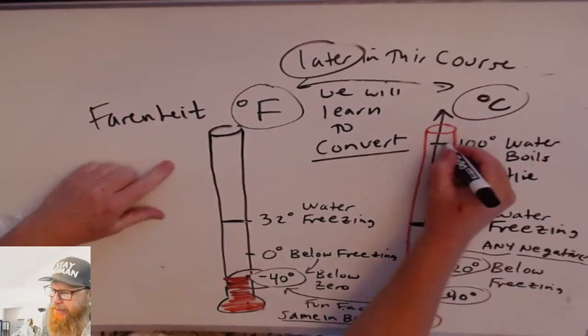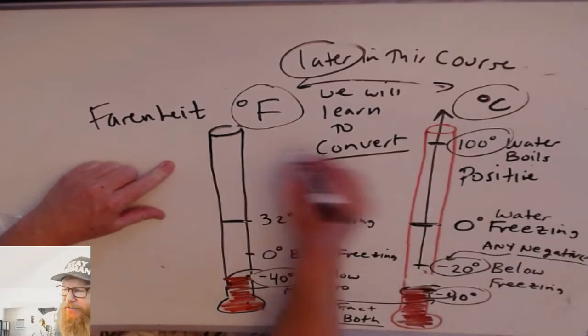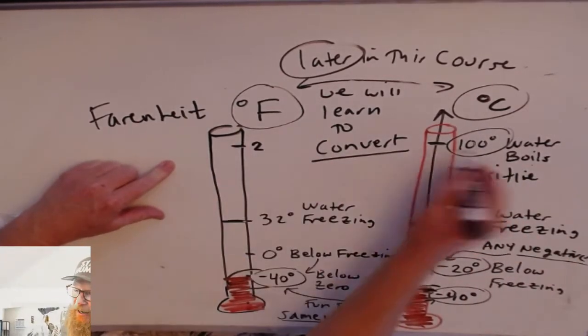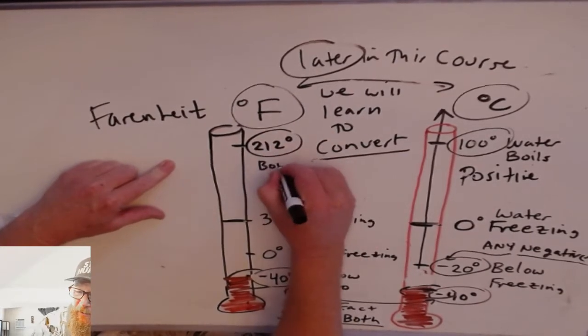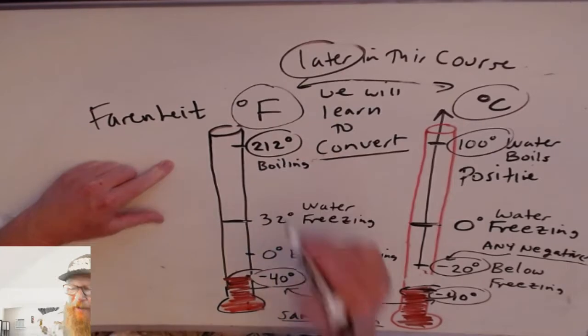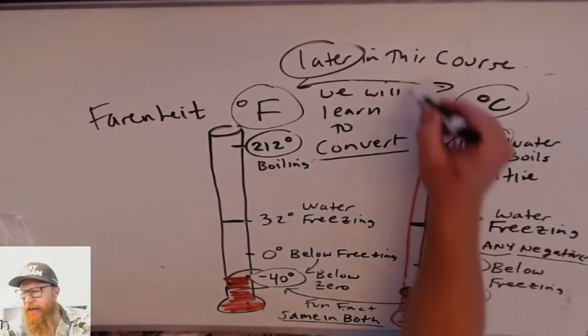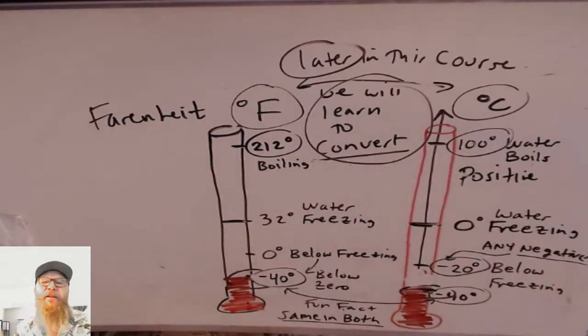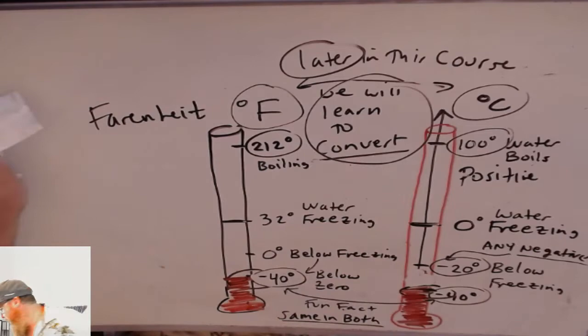A little fun fact about water. Water boils at 100 degrees in the positives. Over here in Fahrenheit, 100 degrees is actually 212 degrees for boiling. So the scales are quite different. And we're going to learn to go back and forth at some point in this semester. Today, I just want to talk about the positives and the negatives.